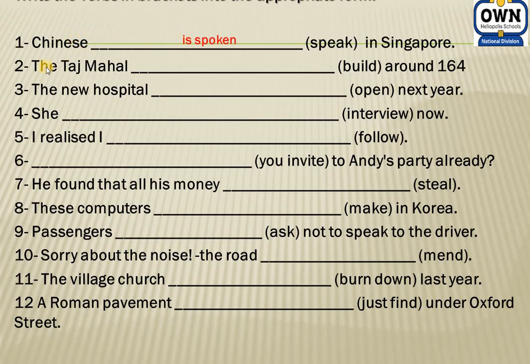Number 2, the Taj Mahal. The verb here is build, built around 1640. So it is like the following: the Taj Mahal, this is in the past, was built. It is past simple. Number 3. The new hospital open next year is a future. So it is like the following: the new hospital will be opened.